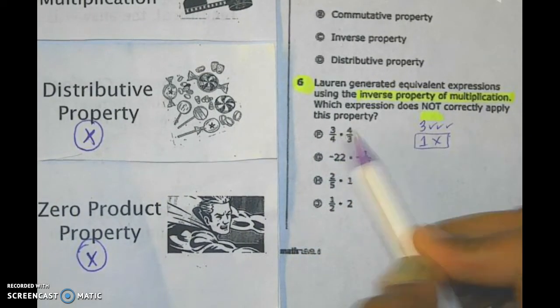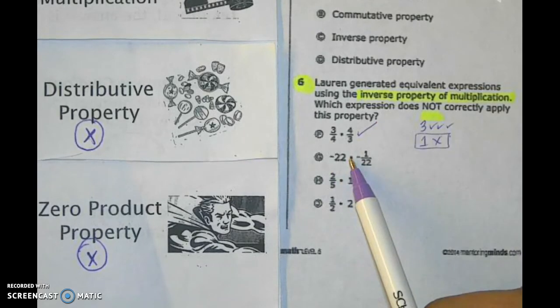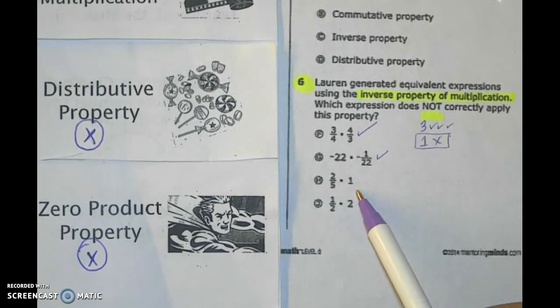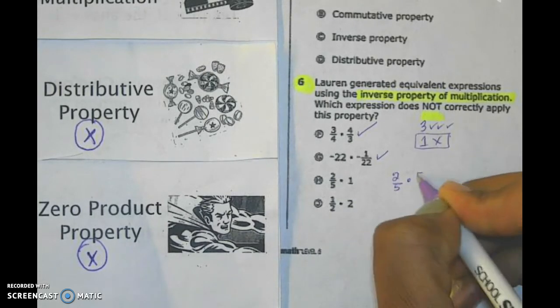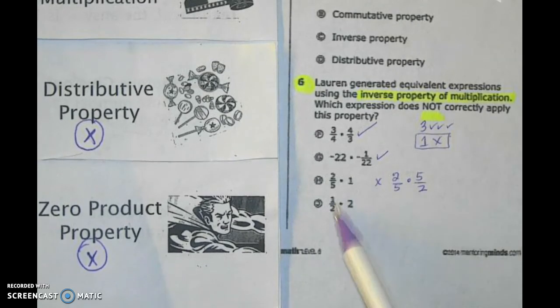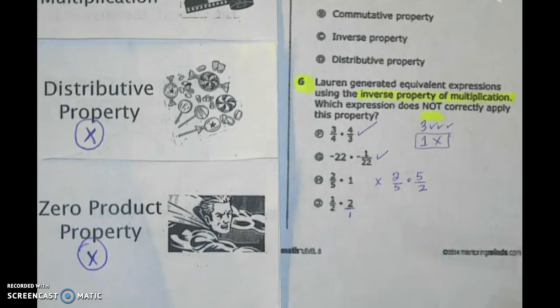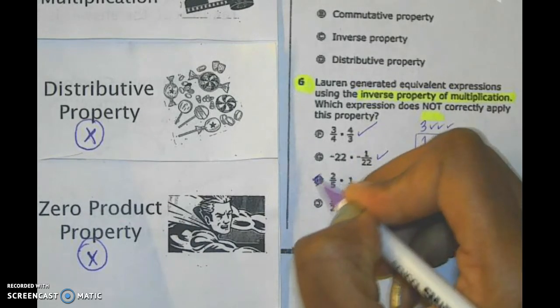3/4 times 4 over 3, that's the reciprocal, so that will give us 1. Negative 22 times negative 1 over 22, that's a reciprocal, so that will give us 1. 2/5 times 1. That would not be the reciprocal. 2/5 should be multiplied times 5/2. That's the reciprocal. So that doesn't work. 1/2 times 2. We know that 2 is the same as 2 over 1. So these are reciprocals. So again, 3 of them will be right. We're looking for the one that's wrong. And the one that's wrong is H.